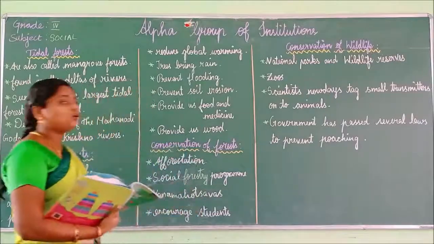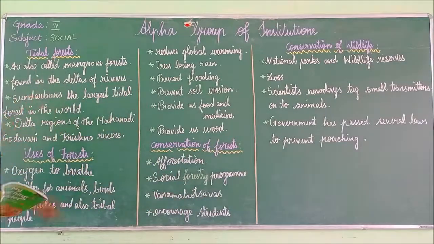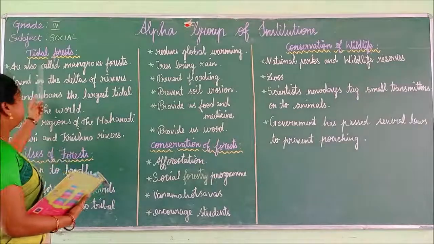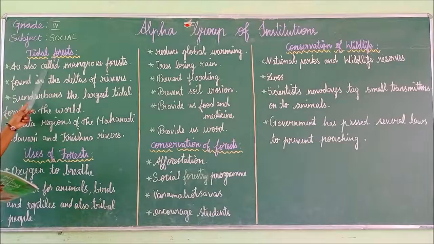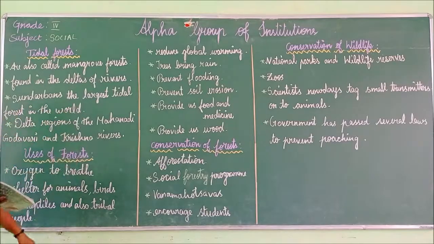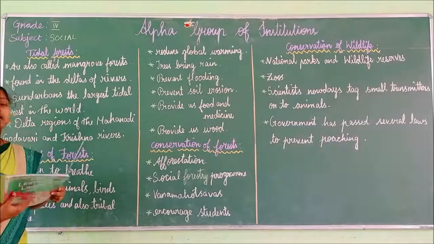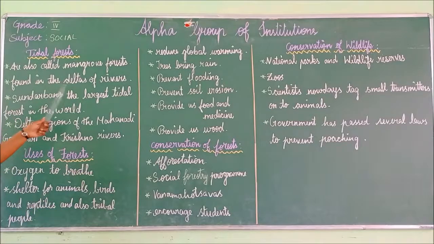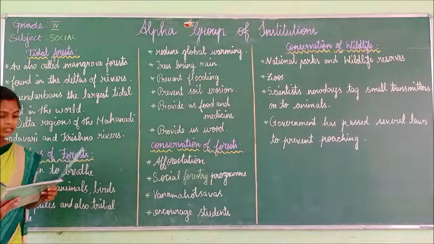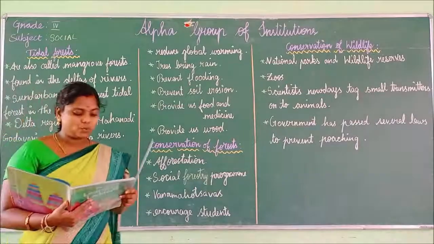Children, the next one we are going to see is tidal forests. Tidal forests are also called mangrove forests. They are mostly found in the deltas of rivers which are flooded by sea water.